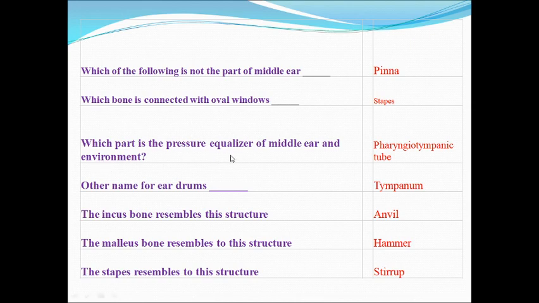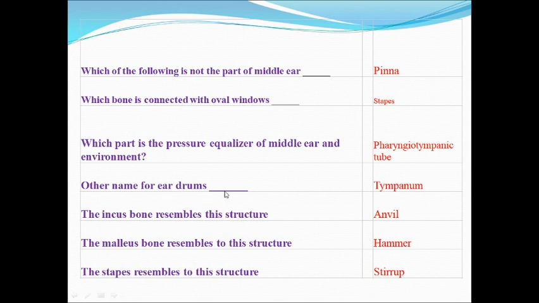Next one, which part is the pressure equalizer of the middle ear and environment? That is referred to as the pharyngotympanic tube, also known as the auditory tube. You may have observed the tube in the image of the anatomy of the ear. In that you can observe the auditory tube. That is a tube that links the nasopharynx to the middle ear. It is also known as the eustachian tube. The part that equalizes pressure between the middle ear and environment is the pharyngotympanic tube.